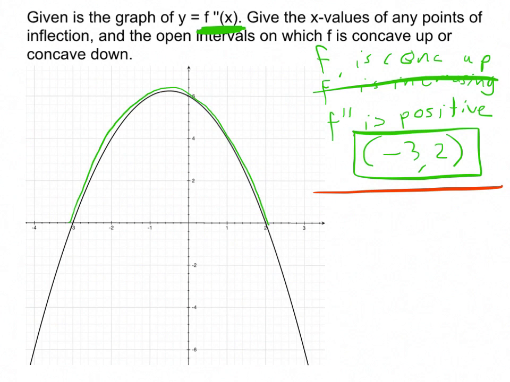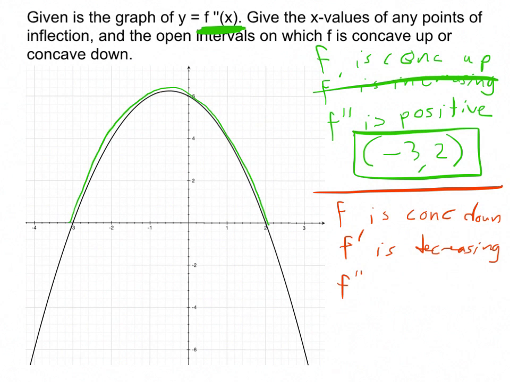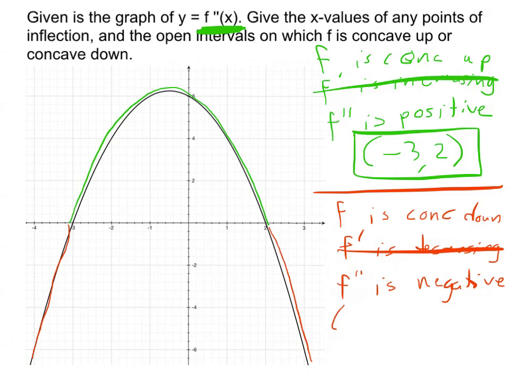If you haven't already done so, pause the video and do this for yourself for concave down. Where is the original function concave down? I'm assuming that you've paused it and tried it on your own. That's where the first derivative is decreasing, and it's where the second derivative is negative. I don't care about where the first derivative is decreasing. Where is the second derivative negative? This is all under the y-axis. This is all under the y-axis. And so this seems to be from negative infinity to negative 3, and from 2 to positive infinity.